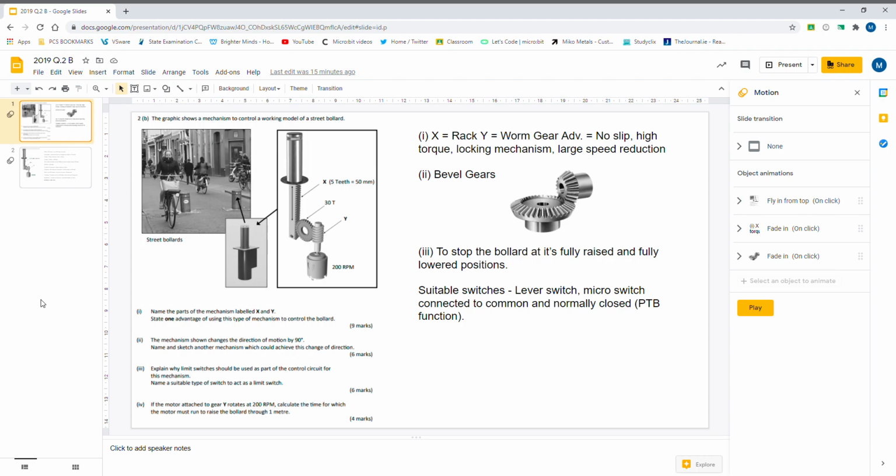So because we cannot do anything in the classroom, we're going to go through a theory question. This one in particular applies to Junior Cert Technology students. This is just a run through of the 2019 question 2B, the mechanisms question, and in particular part 4, the calculations part.